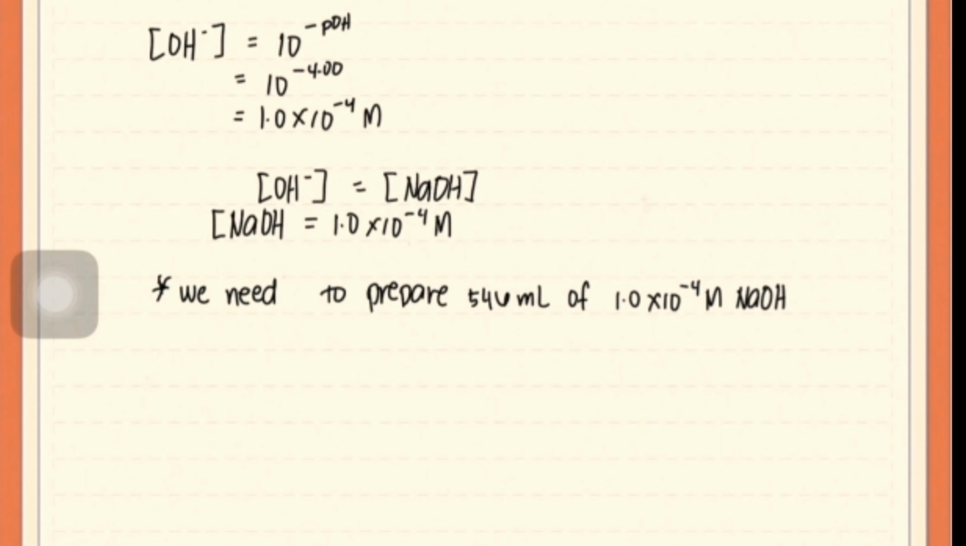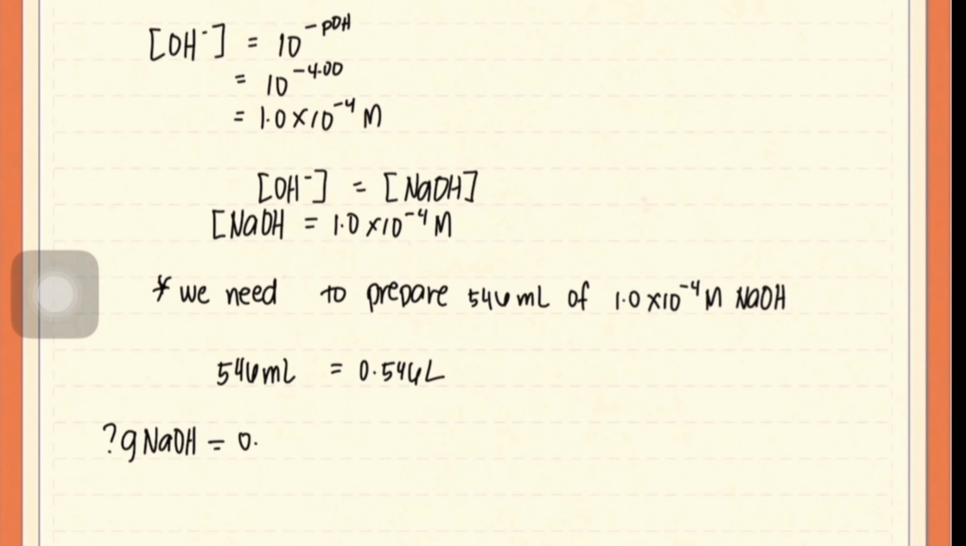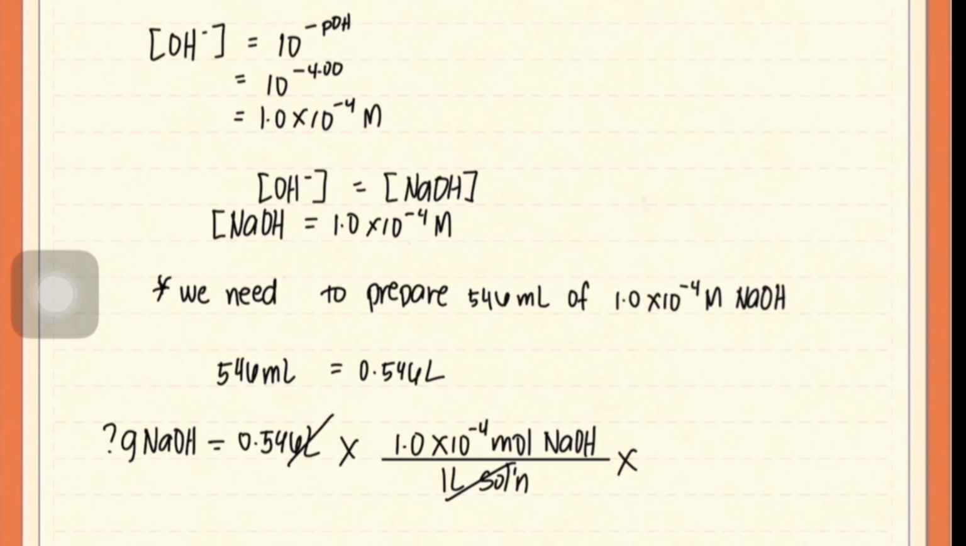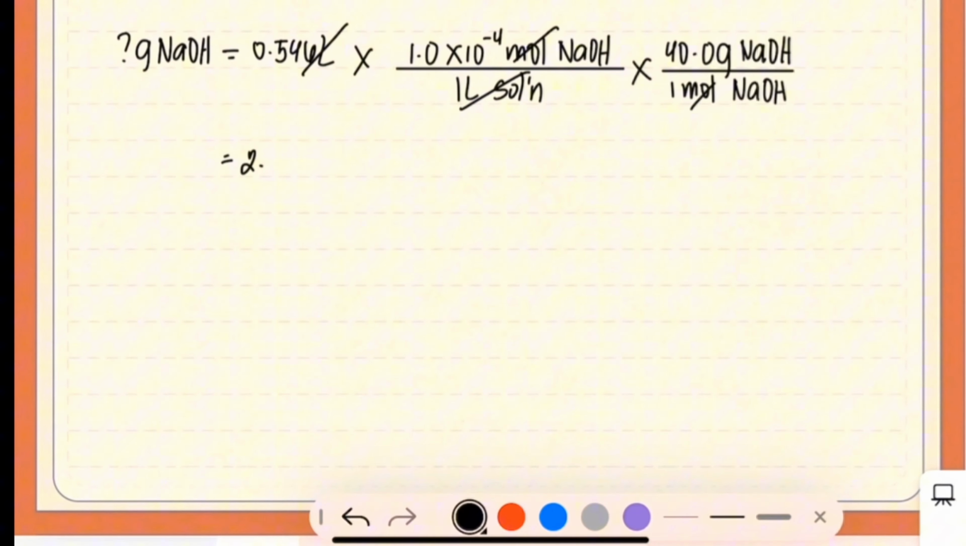To solve for the grams of sodium hydroxide needed, we will do dimensional analysis. From the concentration, we will find the moles of sodium hydroxide, then we can solve for the grams. We know that 546 mL is equal to 0.546 liters. We will multiply it by the concentration to get the moles. So 0.546 liters times 1 times 10 raised to negative 4 mole per liter of sodium hydroxide. Then, multiply by the molar mass of sodium hydroxide to get the grams. So we multiply this by 40 grams per mole, which is equal to 2.18 times 10 raised to negative 3 grams of sodium hydroxide needed.